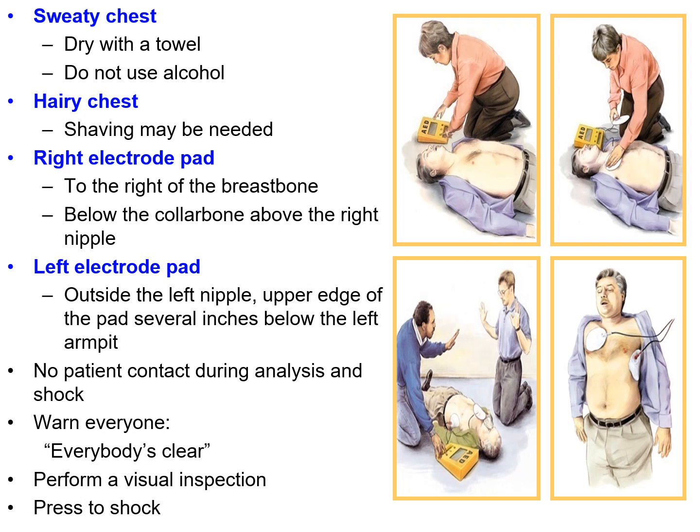The right-sided electrode pad should be placed on the right side of the victim's chest, just below the collarbone and above the right nipple. The left electrode pad should be placed on the outside of the left nipple, and the upper edge of the pad should be several inches below the left armpit, as illustrated in the picture.